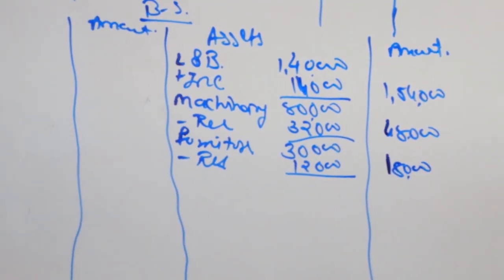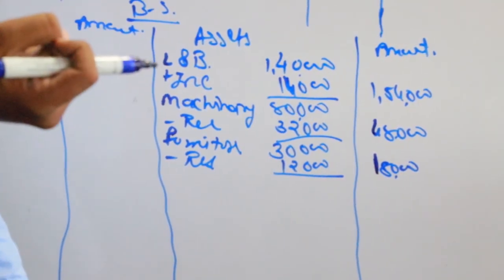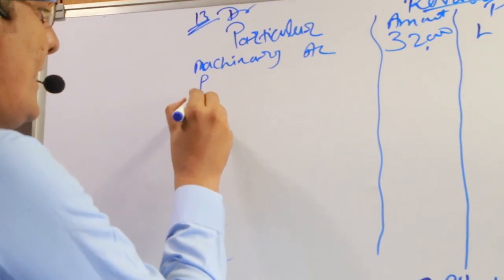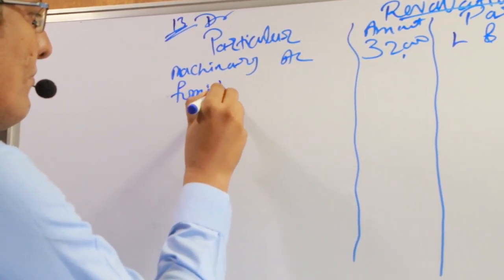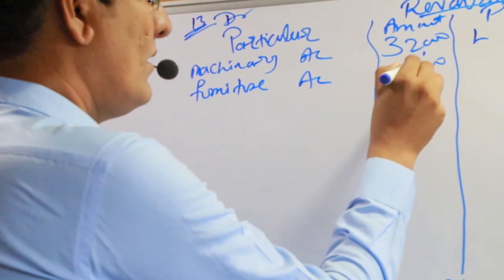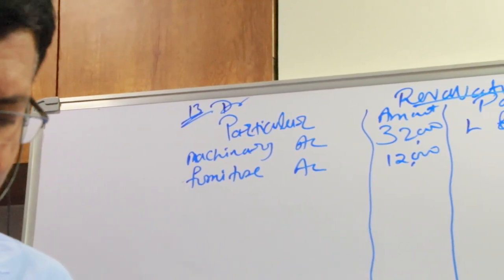Now here value of furniture is reduced. Reduce means it's a loss for us. That's why we record on which side? Debit side. What we write here? We write here furniture account. How much? 12,000. Is it?